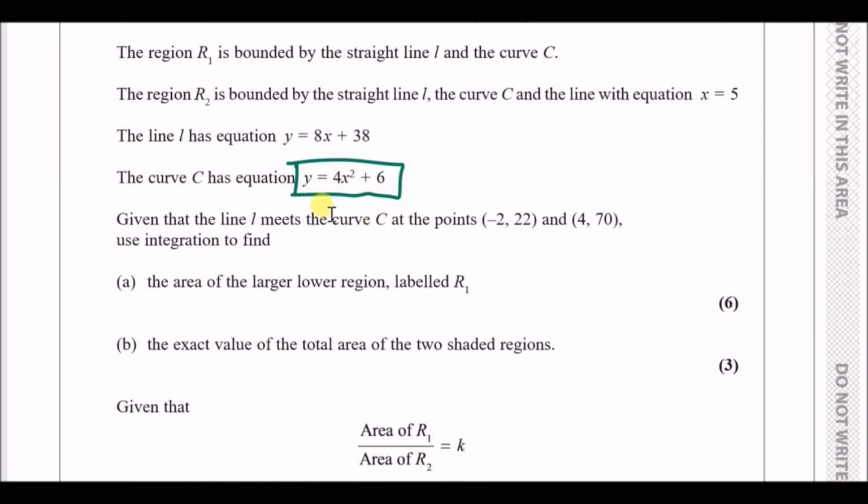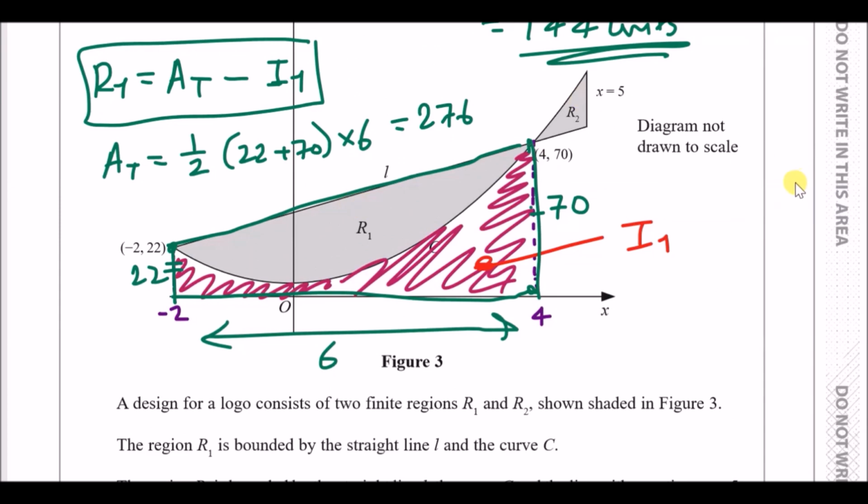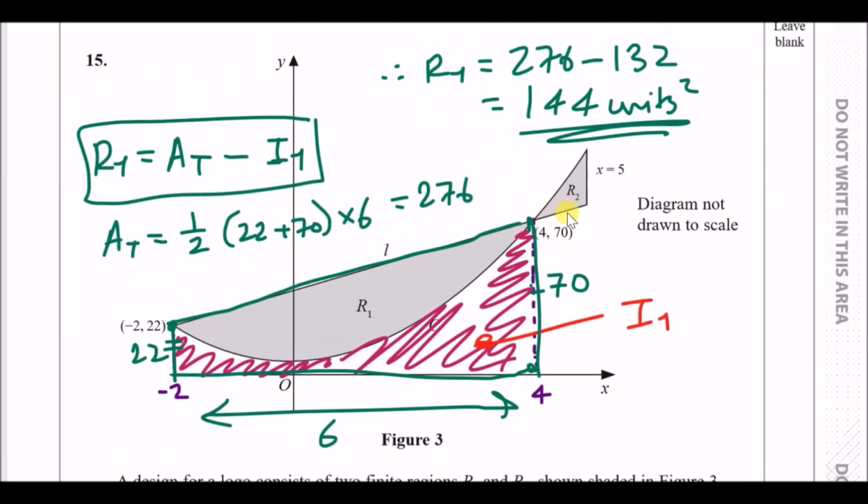And now for part B, we need to find the exact value of the total area of the two shaded regions. So R1 plus R2. Well, we got R1. Let's try and work out R2 then. So looking at R2 carefully, it's kind of similar actually to R1. It's more or less the same thing. The only difference now is that the limits are between 4 and this new line, x equals 5.